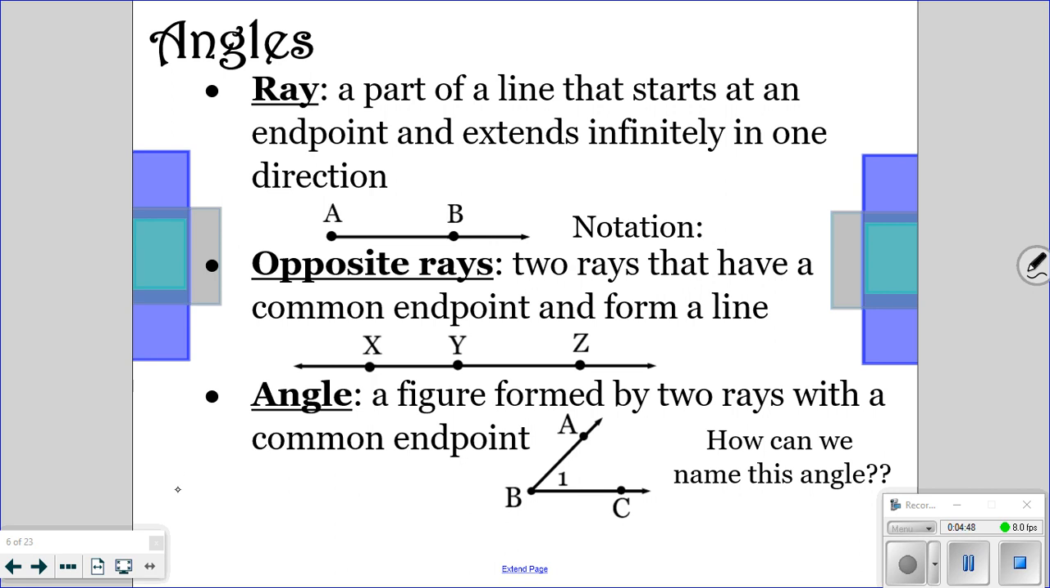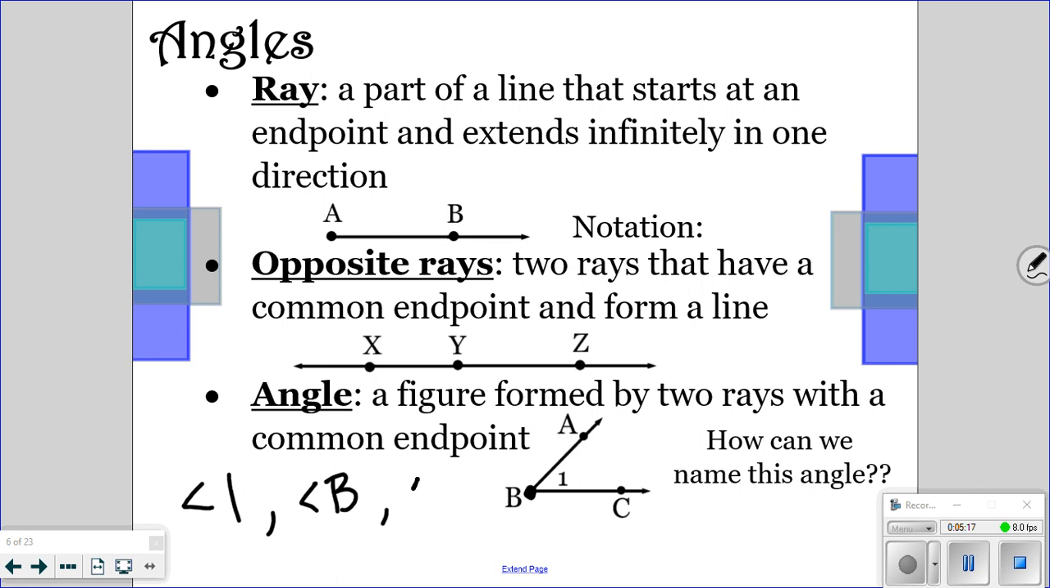We can name it as angle. This is the symbol for angle. It looks a little bit more like this actually, but angle 1. We could also name it as angle B, because B is the point that is at the vertex. This is called the vertex, where the angle actually starts turning.